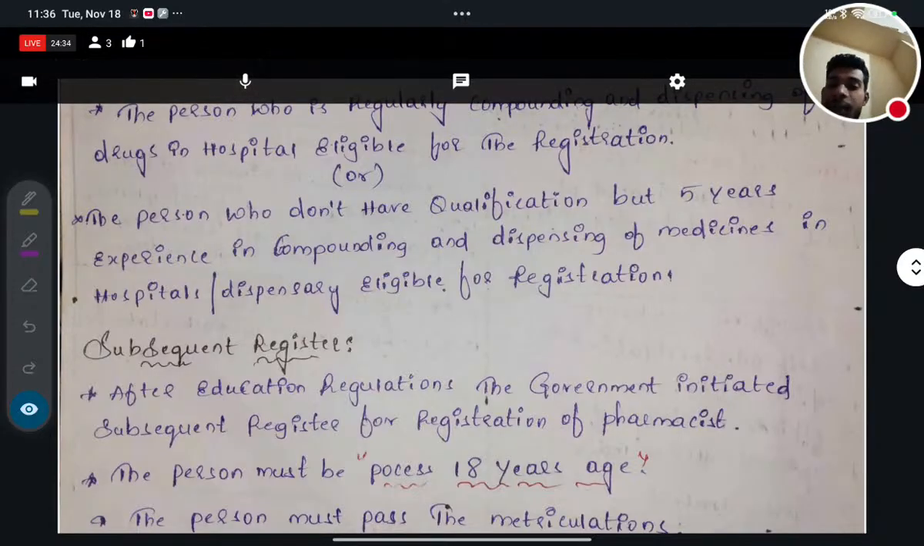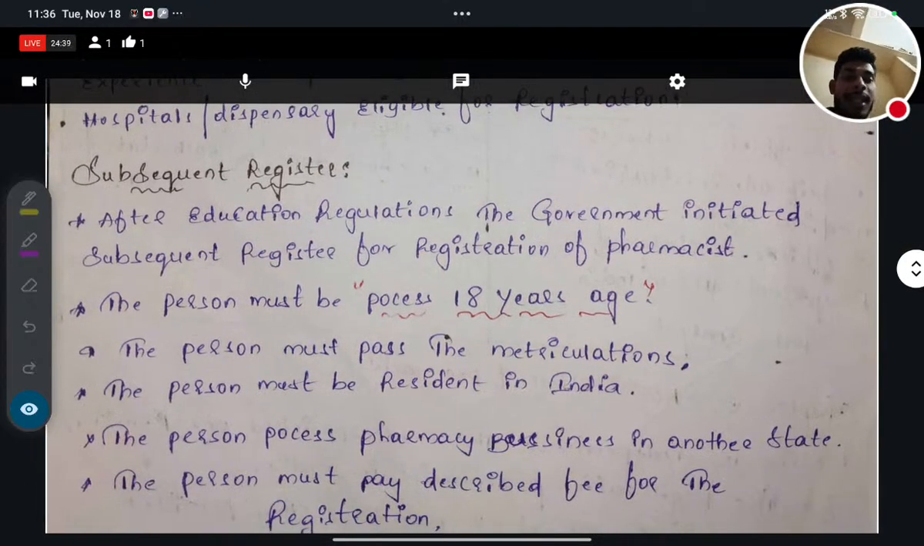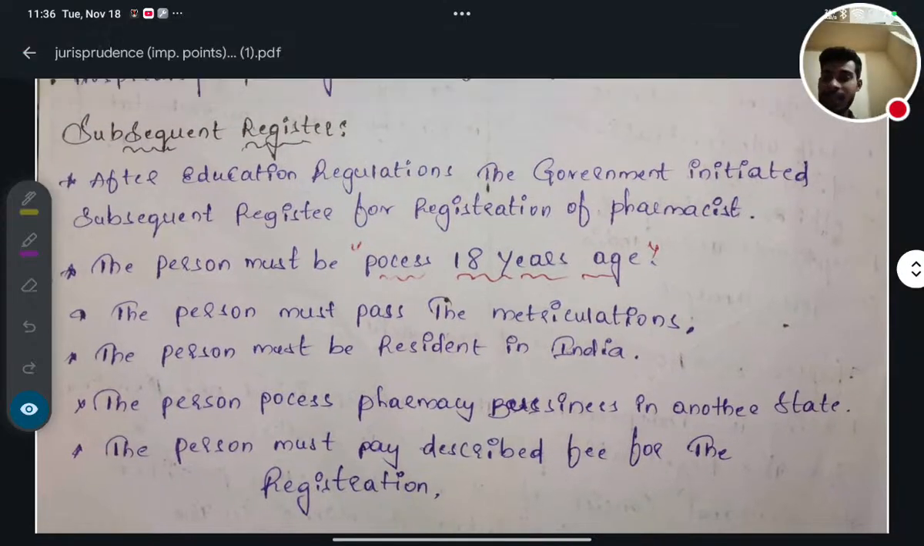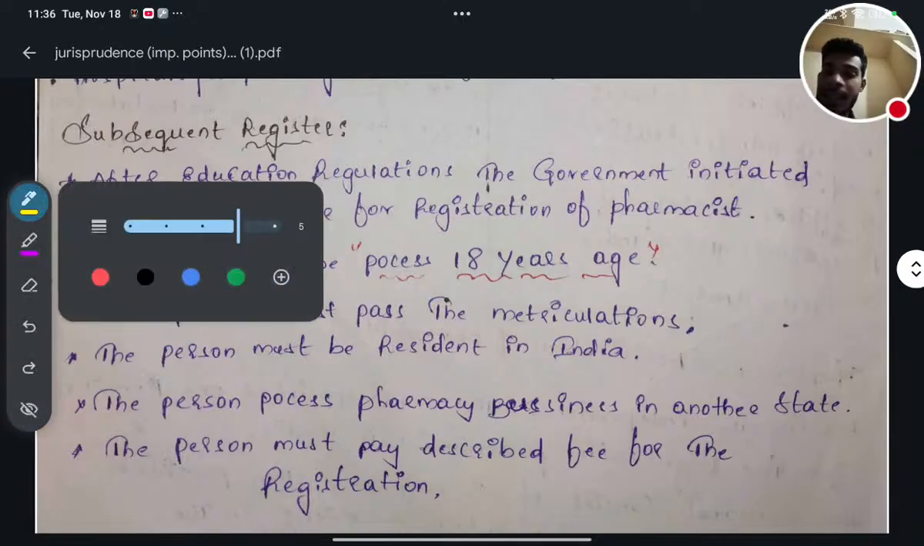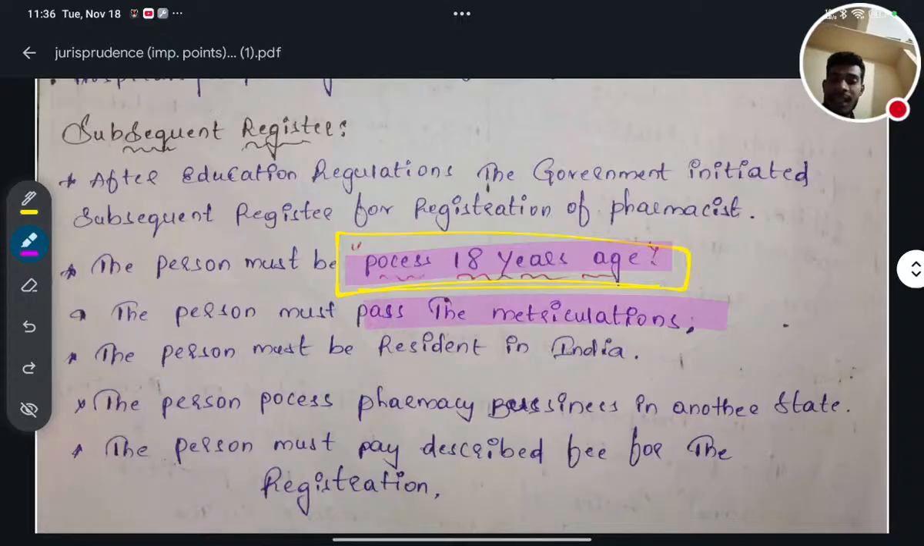Next, the subsequent register. After the education regulations, the government initiated the subsequent register for the registration of pharmacists. In that case, what will happen? The person must be 18 years of age. The person must pass matriculation, must be a resident of India, must possess a pharmacy business in another state, and must pay the prescribed fee for the registration.